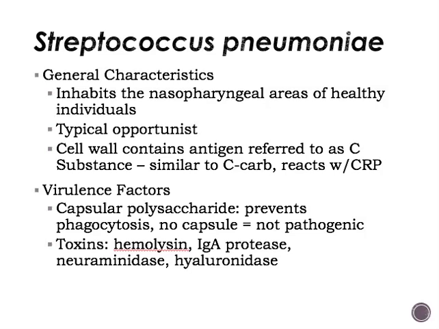that increases during inflammation and infection. Some virulence factors produced by strep pneumoniae: capsular polysaccharide, so it can form a capsule. Strains that have lost the ability to produce the capsule are considered non-pathogenic, but again, capsules just inhibit phagocytosis. And then some toxins that it produces: we've got hemolysin, IgA protease, neuraminidase, hyaluronidase. None of these have really been shown to have a role in disease production, but they're still considered toxins.